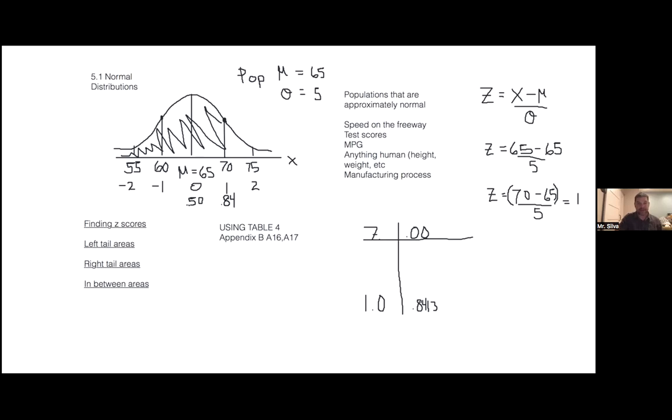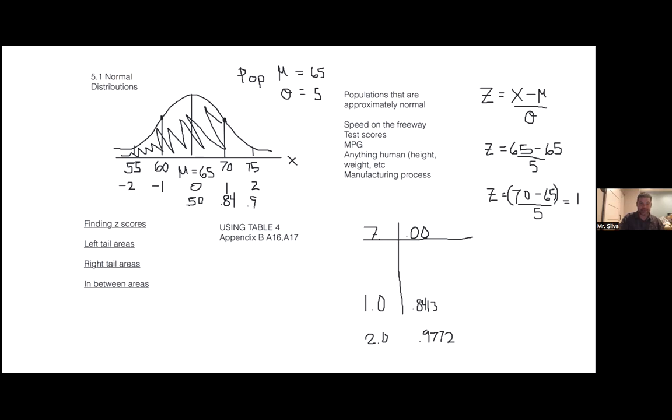How about 2 standard deviations? Now I'm going to go to 2.00. So let's go all the way down to 2.00 and see what number we find. I got 0.9772. 0.9772 is the 97th percentile.